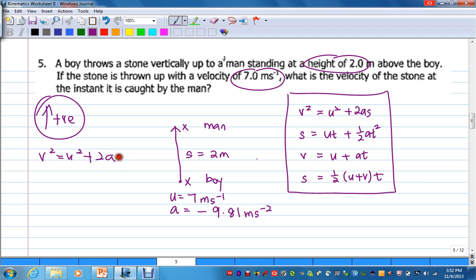If you look at the other 3 equations, notice that they involve time, and time is not given here. However, you can still use them to solve, but it will be more tedious. Instead of just one step, you will have to find the time first, then find V. So it will be better to use the first equation.